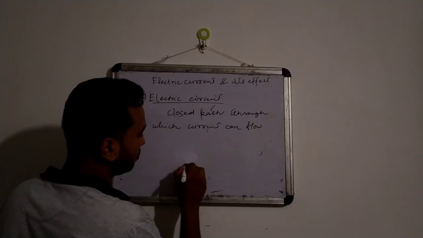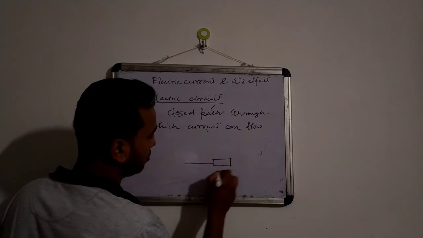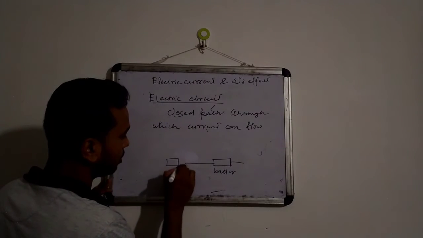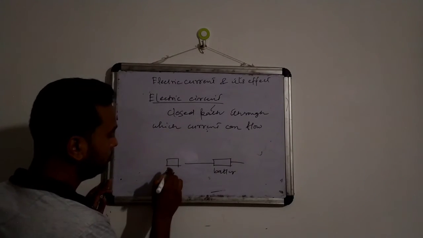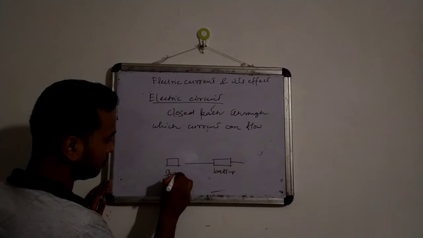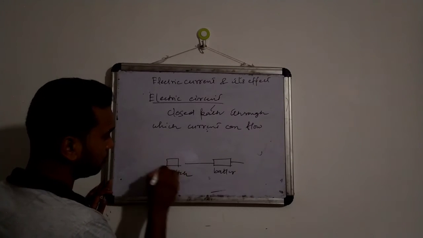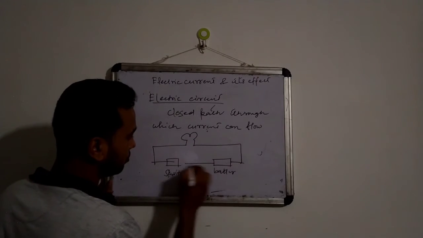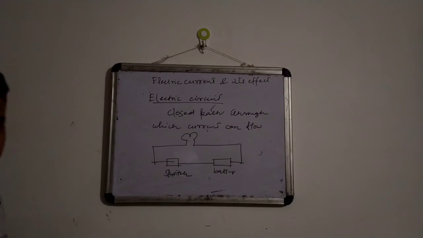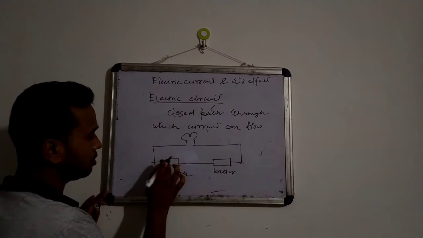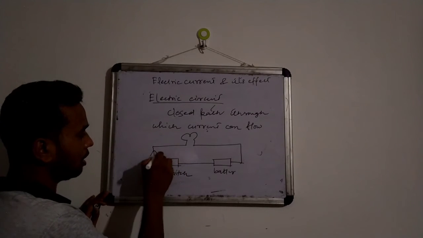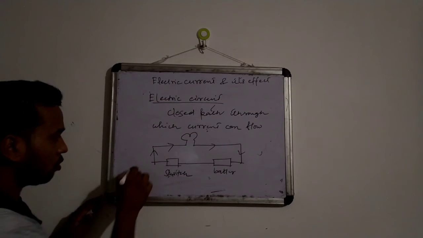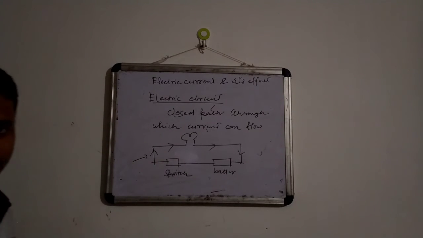For example, this is a battery. Here we connect a switch and a bulb here. Okay, so this is a closed path through which current can flow. Then we call it an electric circuit.